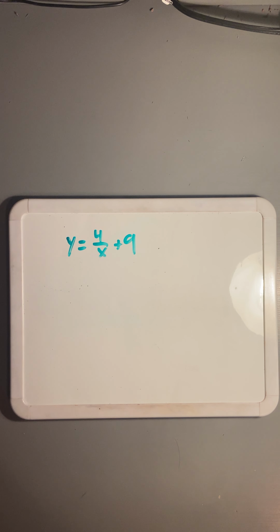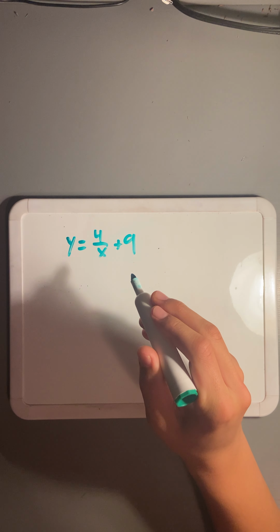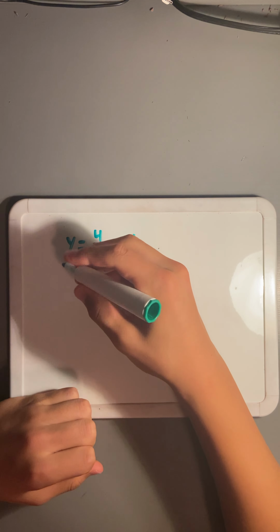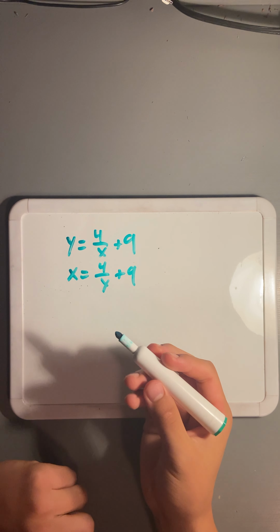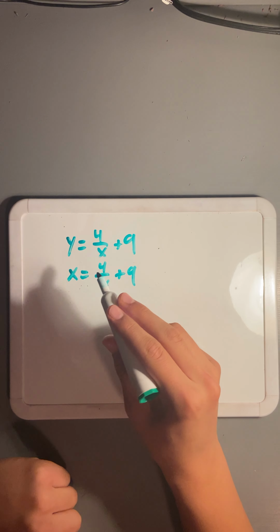How to find the inverse of any function. For example, y equals 4 over x plus 9. To start, you have to replace y and x, so this becomes x equals 4 over y plus 9. What we're trying to accomplish here is put y by itself, so we can tell what the inverse is.